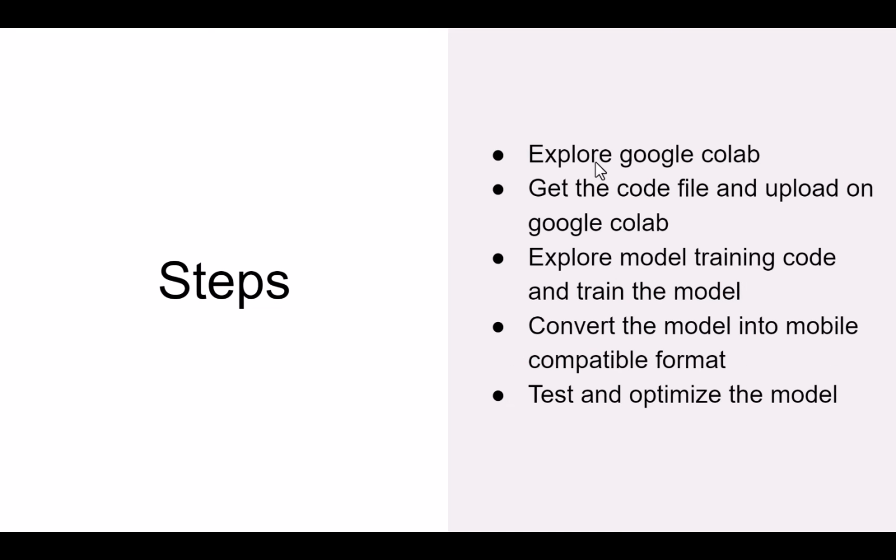Inside our upcoming lectures, these are some major things we will learn. Firstly, we will explore Google Colab, which is a platform we will use for training our model. We will open our machine learning algorithm code on Google Colab, pass our data to it and train the model. After exploring Google Colab, we will get our code file, which contains the code for our machine learning algorithm, and we will upload it on Google Colab.